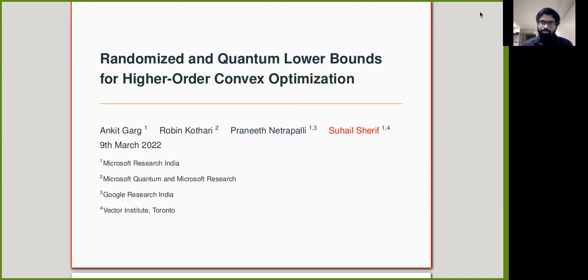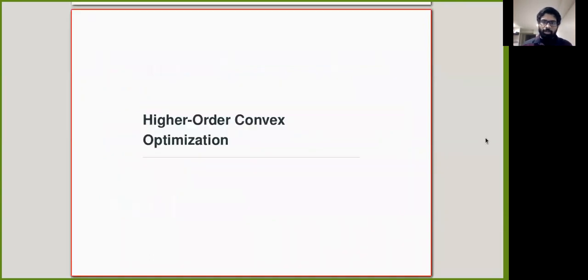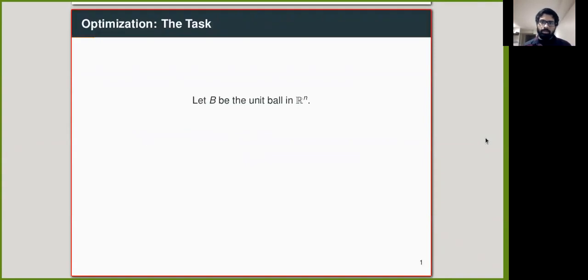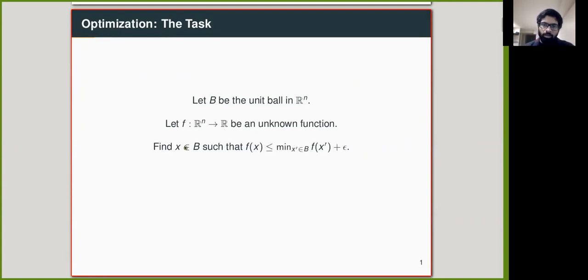So to start with, we need to find out what higher order convex optimization is. And the task of optimization is really quite simple. You have an unknown function that takes in n real numbers and outputs one real number. And your task is to find an input in the unit ball, which minimizes the value of the function, or at least up to an additive epsilon.